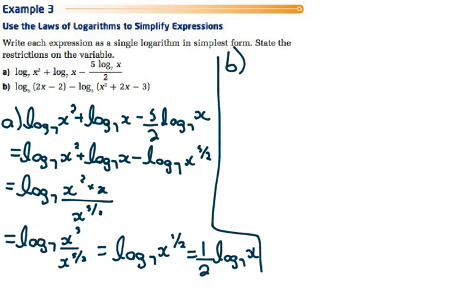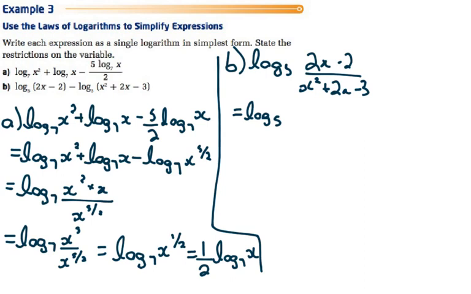B, we can go ahead, write, and condense those logs into one. We have log base 5, 2x minus 2 on top, x squared plus 2x minus 3 on the bottom. The simplifying that we would do in this case is factoring. On top, there's a 2 common we can take out.